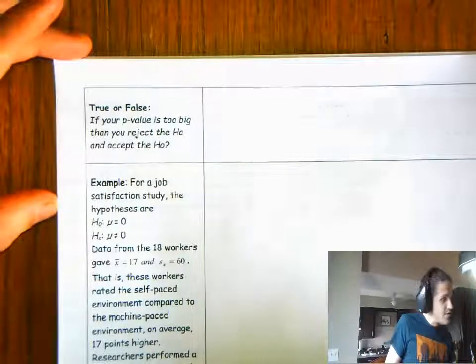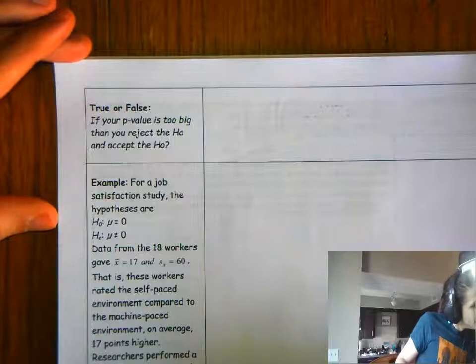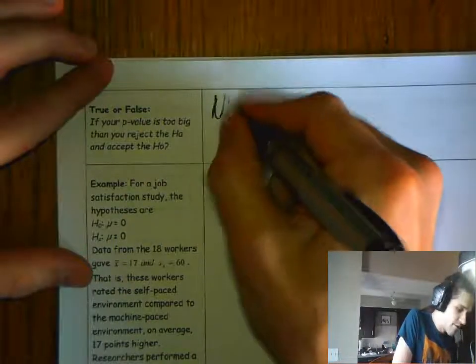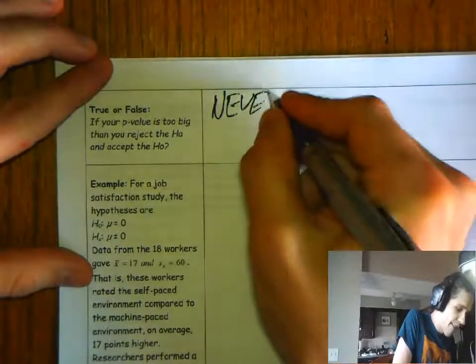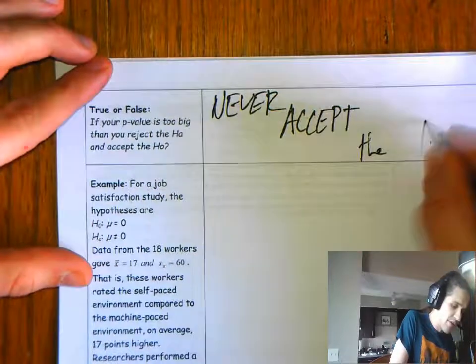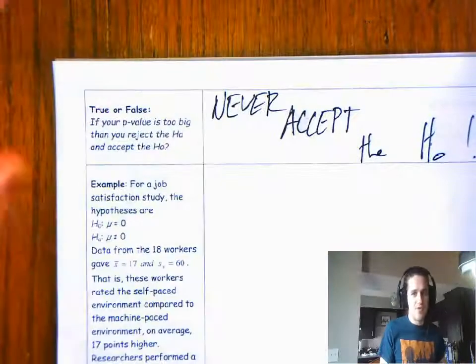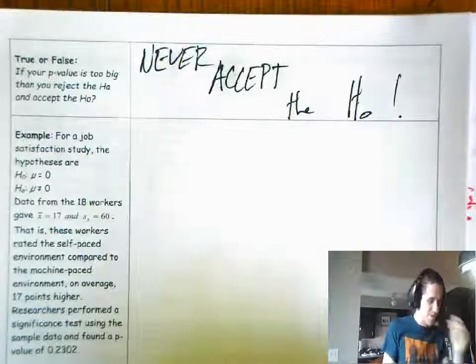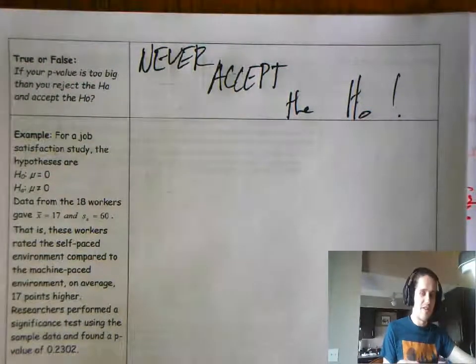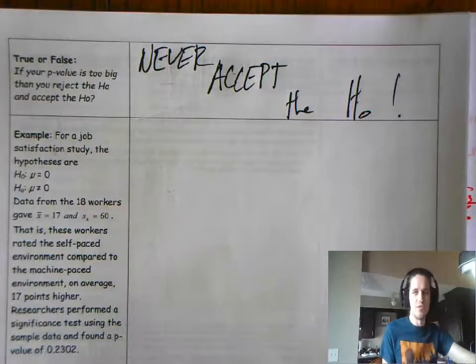If your p-value is too big, then you fail to reject the Ho. Never accept the null hypothesis. Never do it. We're never going to accept it. We're never going to say this is true. We're only able to say with this stuff, this probably isn't true.